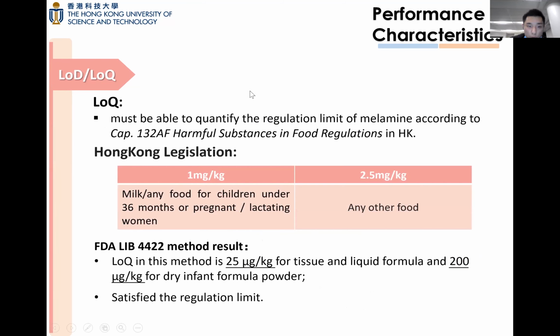The LOQ must be able to quantify the regulation limits of melamine according to the Hong Kong regulations. As Caihong referred, the regulation limits are 1 ppm and 2.5 ppm. And the LOQ in the FDA method is 25 ppb for tissue and liquid formula, and 200 ppb for the dry infant formula powder, which means they satisfy the regulation limits.